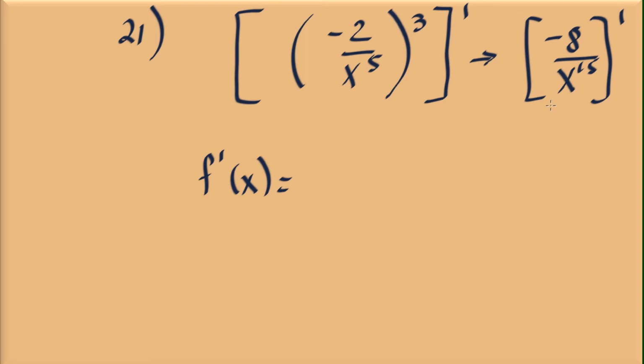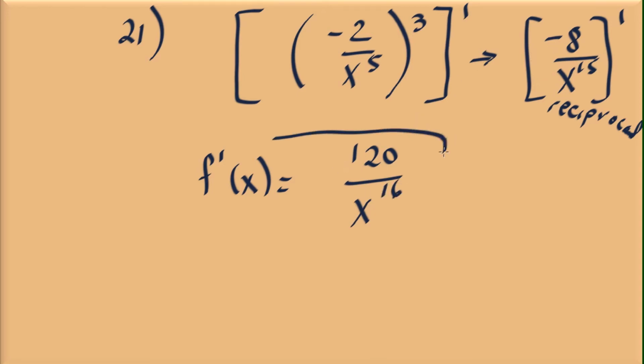This is a reciprocal, with a constant numerator and a variable x raised to some exponent in the denominator. So you can use the shortcut. What is 8 times 15? It's a big number. 8 times 15 is equal to 120, over x to the 15 plus 1, 16. And don't forget to switch the sign. So now it's a positive.